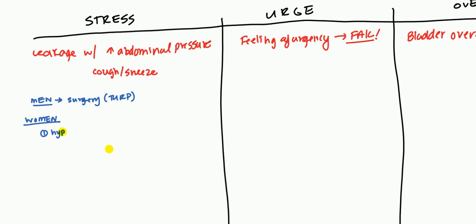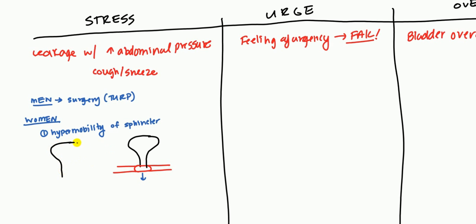The first cause is going to be hypermobility of the sphincter. And so what this means is, normally if you look, here's the bladder here, and then we have the external sphincter, right? So the external sphincter is within the urogenital diaphragm, more specifically the levator ani. And so what happens is this external sphincter is going to move downwards. And so this is what it's going to look like. So I'll just draw it real quick. What happens when it moves down?